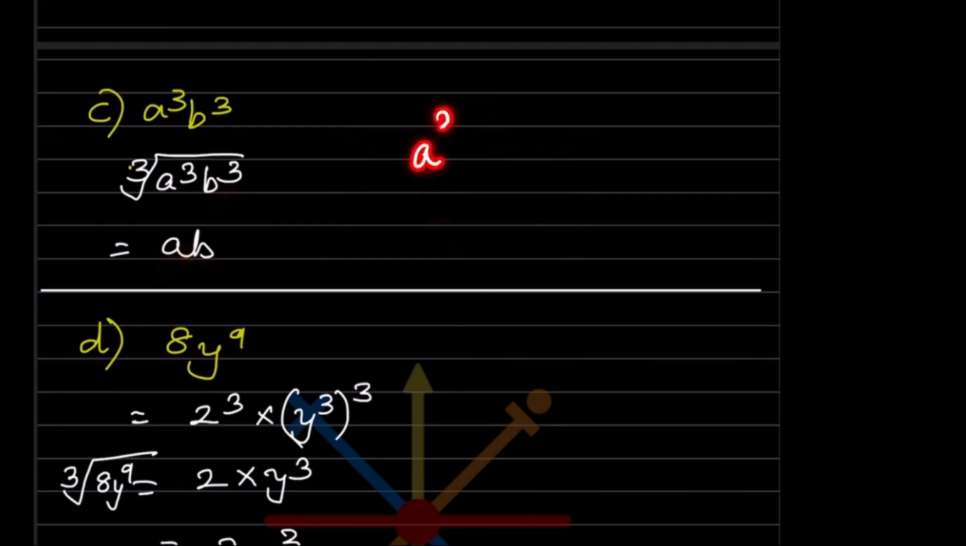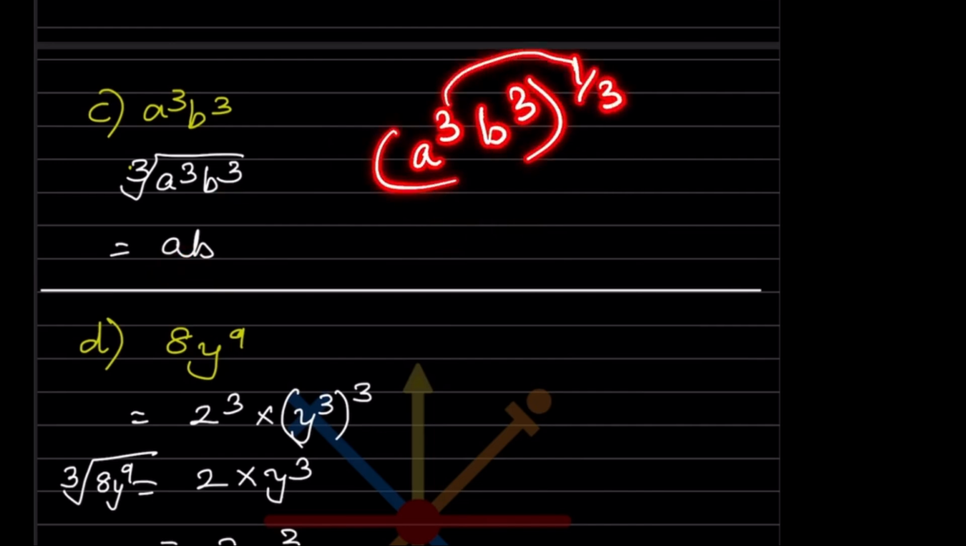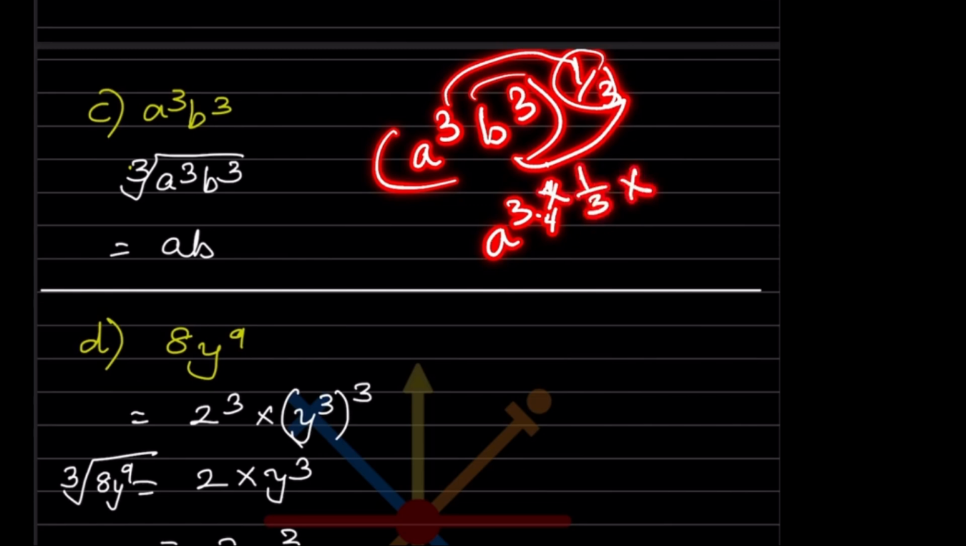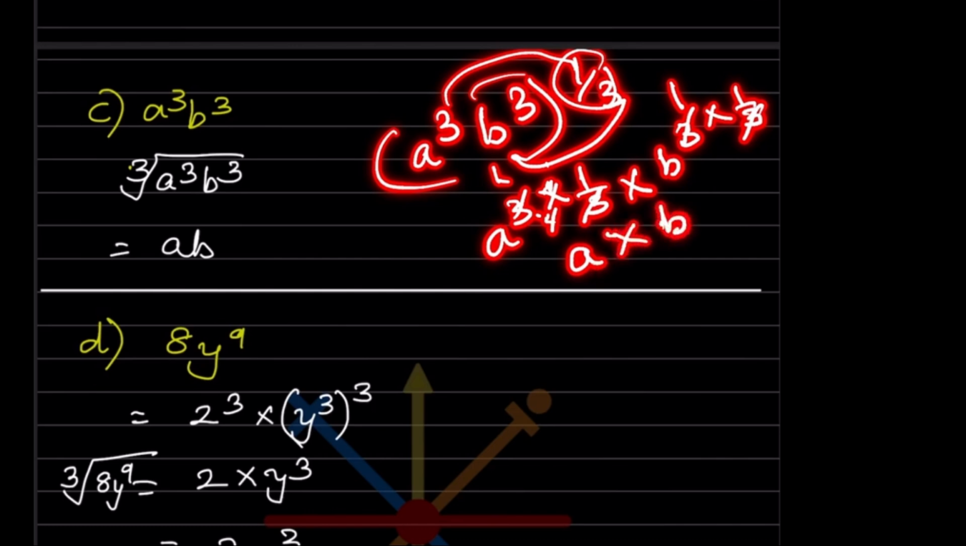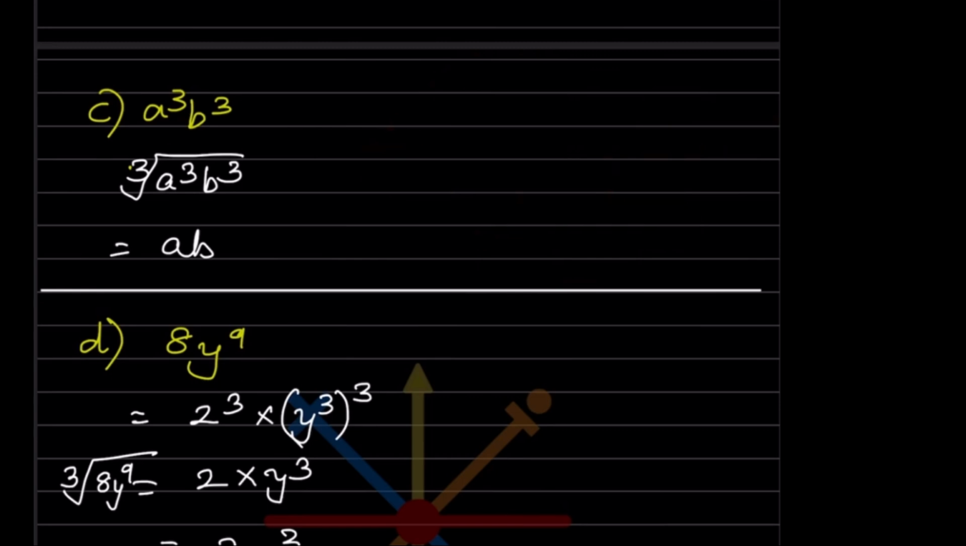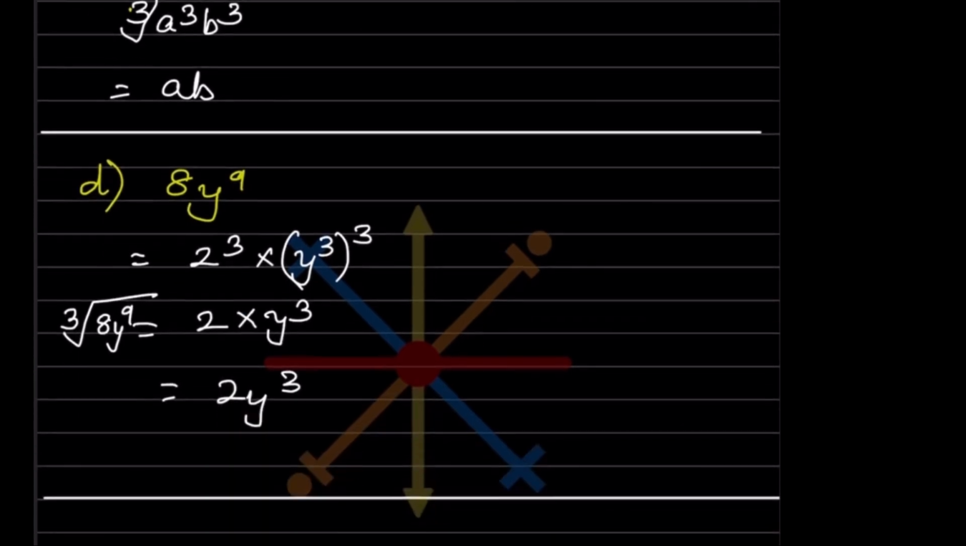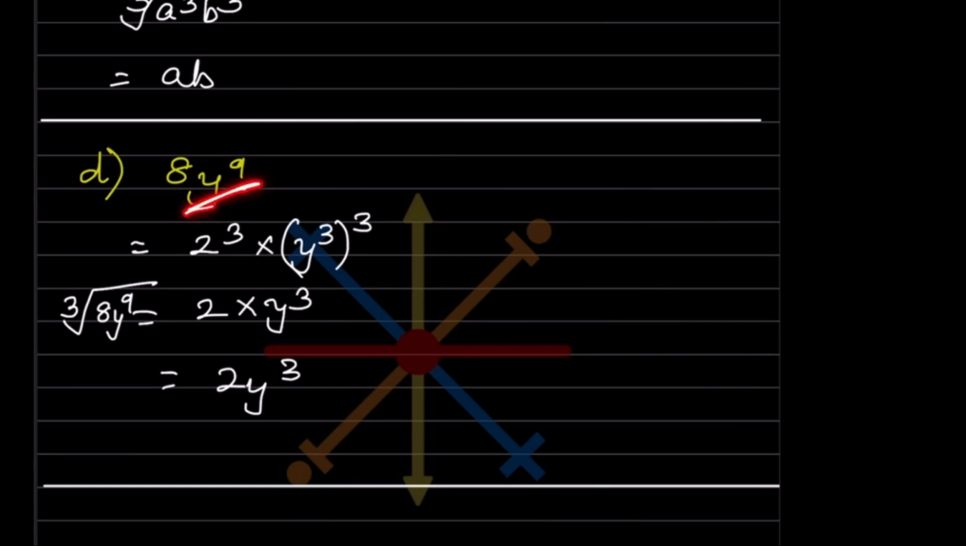Or you can also do it this way: a cube, b cube, raised to 1 by 3. So now you are going to multiply the exponent into this, a cube into 1 by 3, and now b cube into 1 by 3. So what happens here? This and this get cancelled, this and this get cancelled. So what remains is a raised to 1, that is going to be a, and b raised to 1, that is going to be b. You can also do it this way if you get confused with writing directly. Anyway, you can do either.